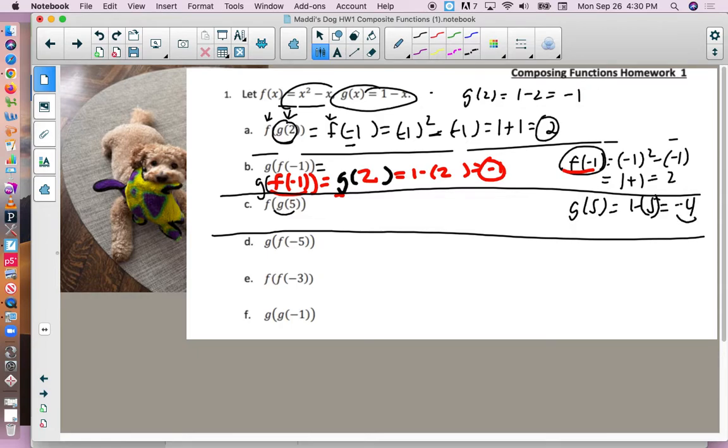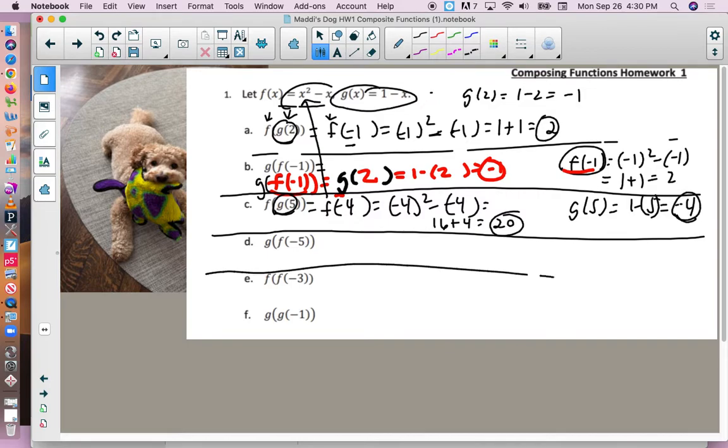So this is what goes in the parentheses, f of g of 5. But now we know g of 5 is negative 4. So now my direction is to find f of negative 4. So we go to function f, which is x squared minus x, and you put in negative 4. So it gives me 16 minus a negative is plus. So the answer to this is 20.